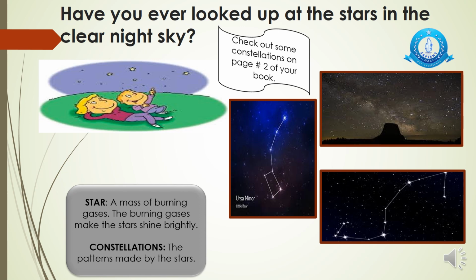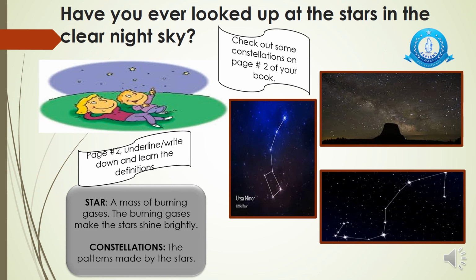Now constellations. Constellations are the patterns which are made by the stars. This definition is already given in your book. I'll make you mark it in the next slide. Right now, write down the definition of the star with constellations, because this question can also be asked. What is the difference between a star and a constellation? If you know the definition of a star, it will be very easy for you to differentiate them, right?